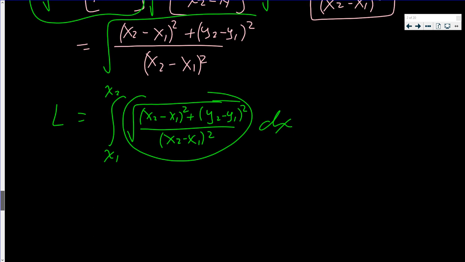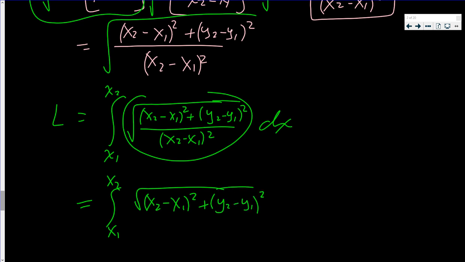Now, a couple of comments. This is equal to the integral from x1 to x2. The square root of the top I'm not going to touch. But the square root of the bottom, well, that would be the absolute value of x2 minus x1. But I picked x2 to be larger than x1. That is, x2 minus x1 is positive. And the absolute value of x2 minus x1, if it's positive, is just x2 minus x1, dx.